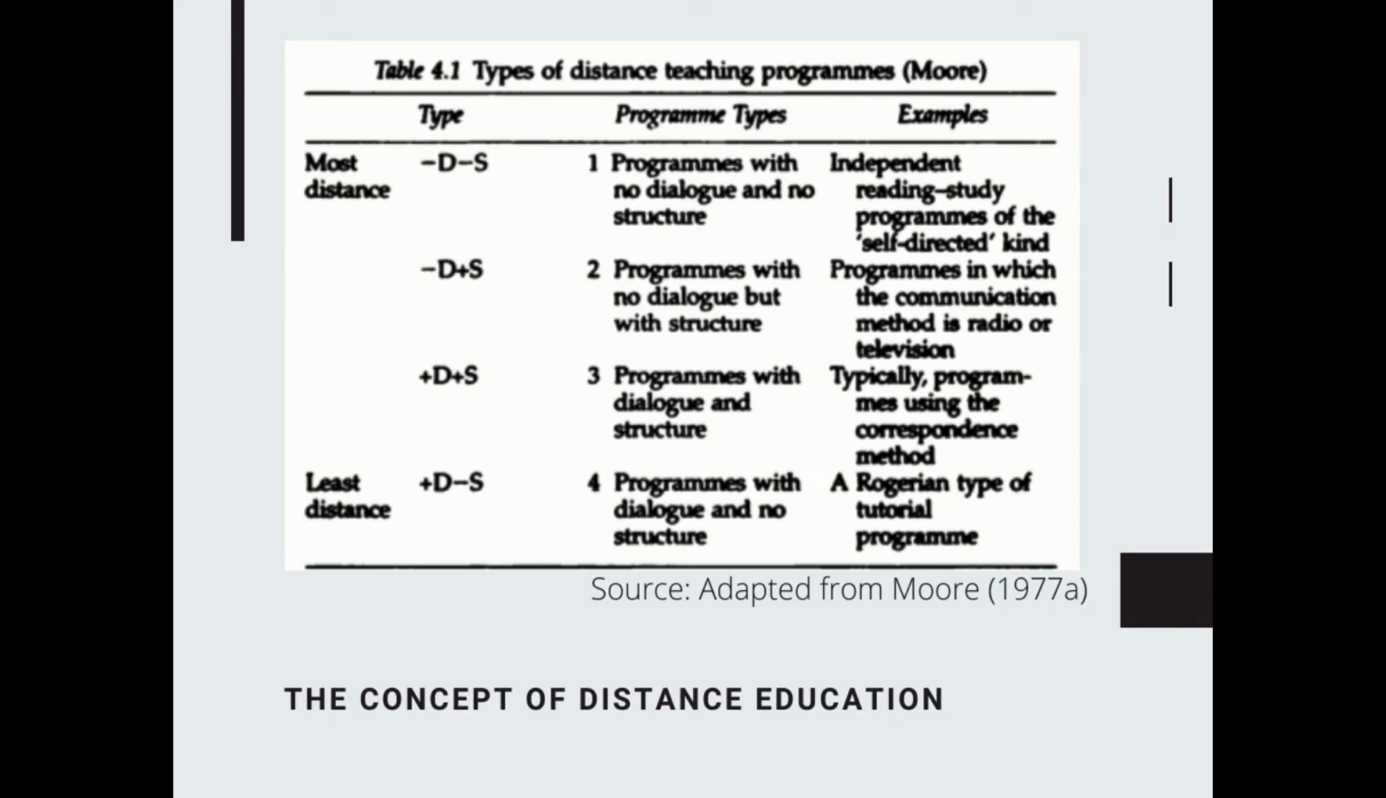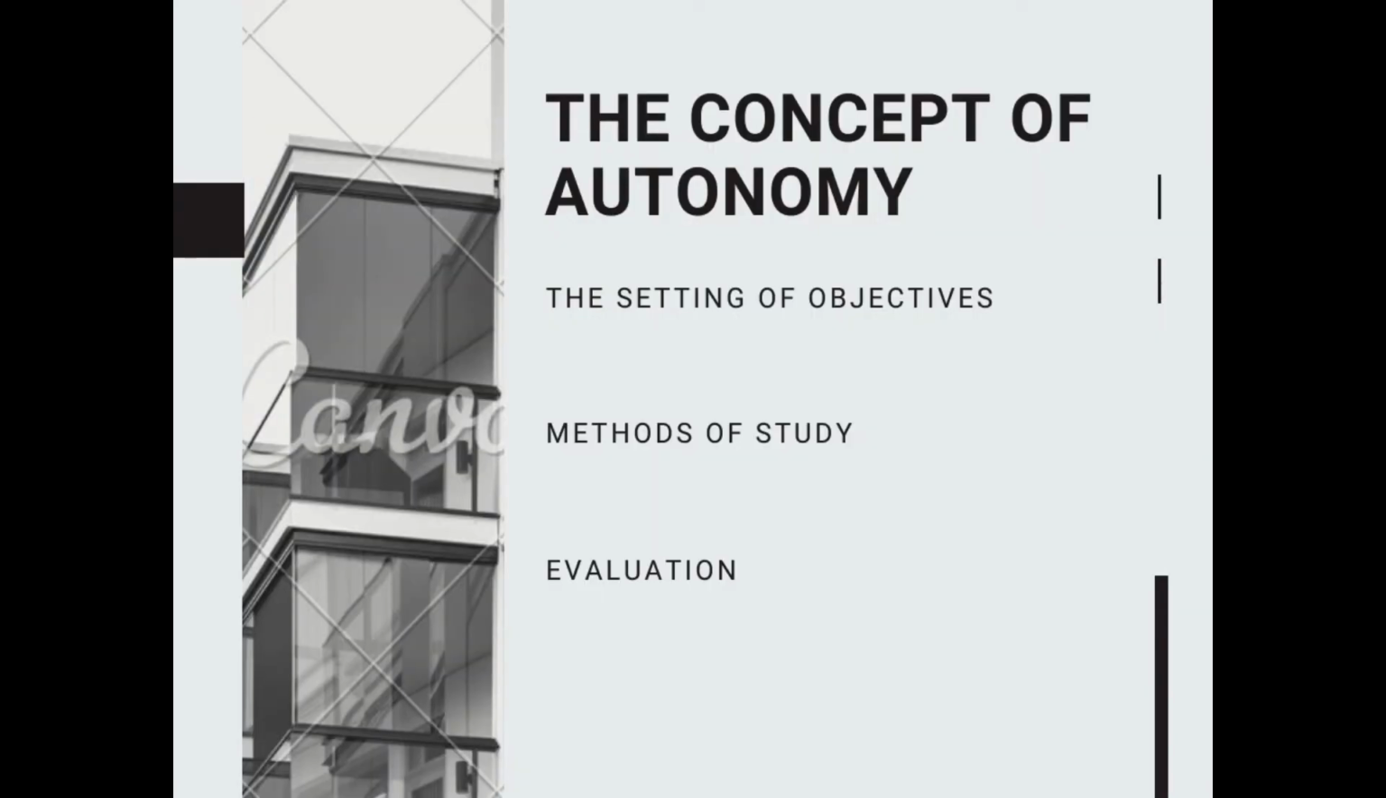or achievements is important. The concept of autonomy: both Moore and Wedemeyer sought learner autonomy in the setting of objectives, methods of study, and evaluation. The concept of distance between the teacher and learner must be clearly defined. The learner is compelled to have a high degree of accountability for the conduct of the learning program. With autonomy, the learner needs to exercise a greater degree of control over her learning.